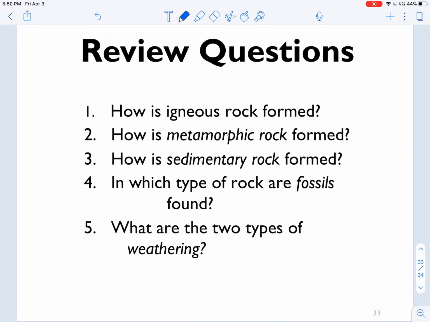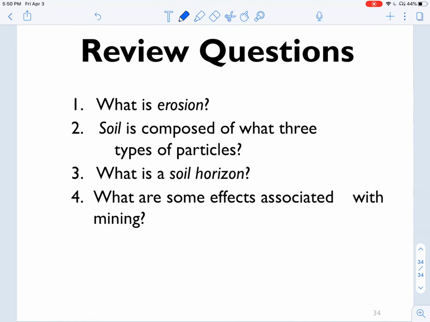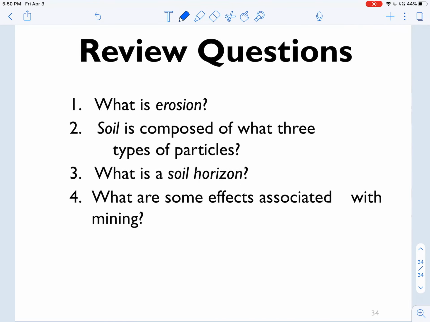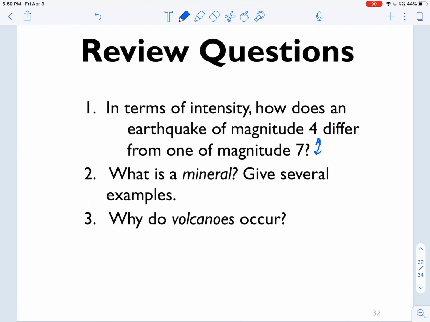Why do volcanoes occur? Then we had the rock cycle, the different types of rocks, how they're formed, types of weathering, erosions, and then we talked about soil, types of soil, particles in there, what are the soil horizons, and then different types of mining. So go through these on your own.